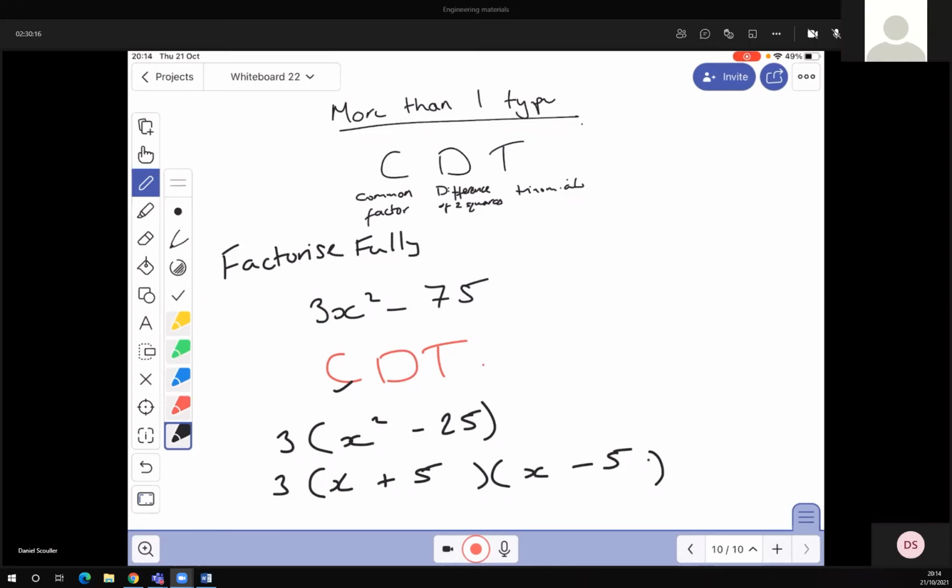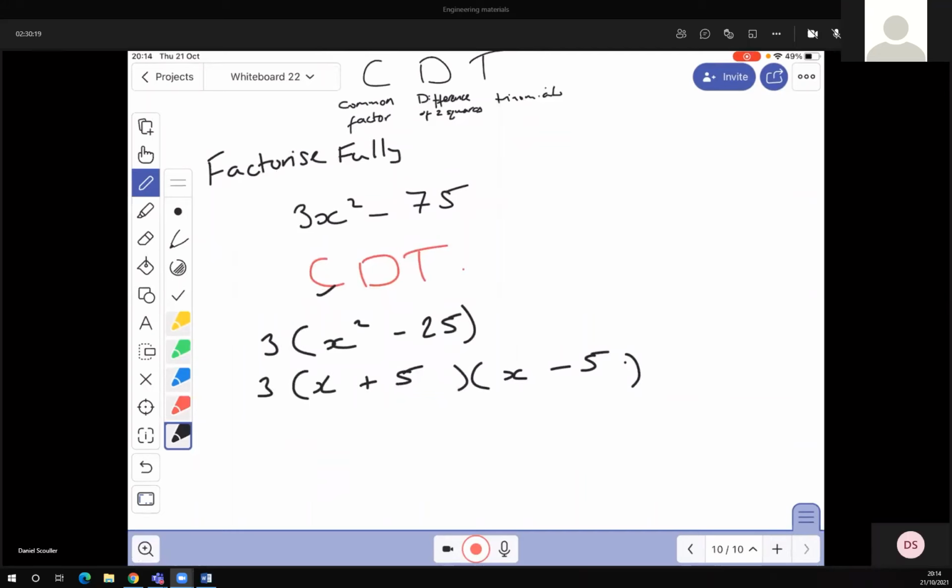In terms of marking, how many marks would roughly a question like this be worth?